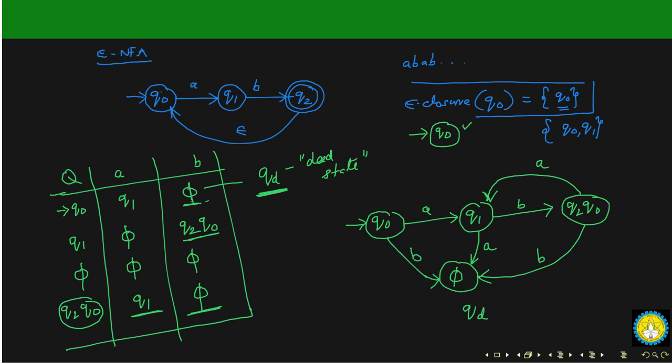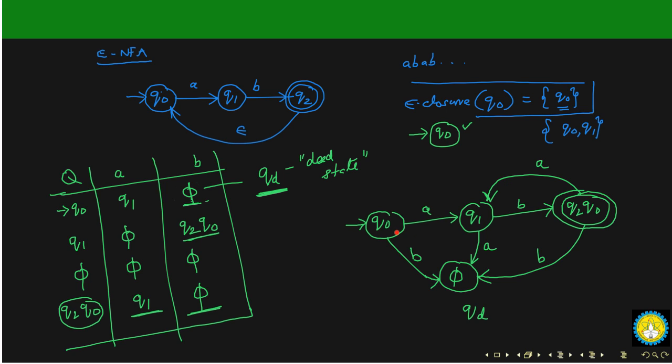Now we have to mark the final state. Remember, Q2 Q0 is our final state because it contains Q2, which was the final state in the given epsilon-NFA. So we have to mark Q2 Q0 as a final state here. We have a starting state, we have the final state, and we have to check for transitions on all symbols.